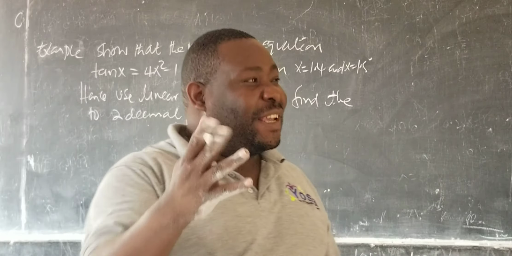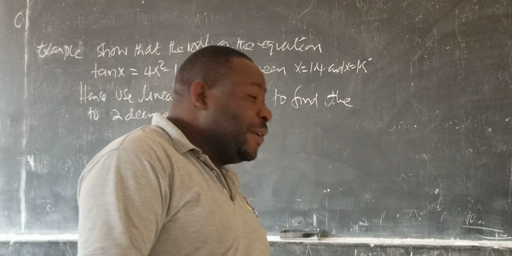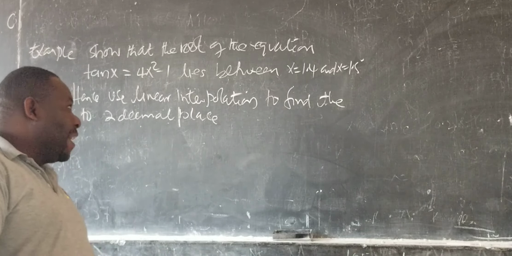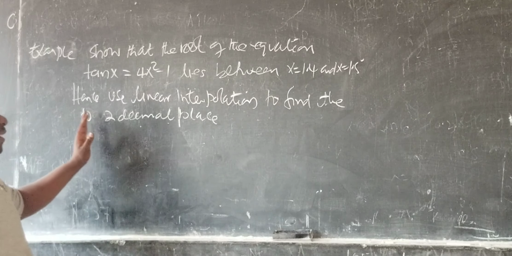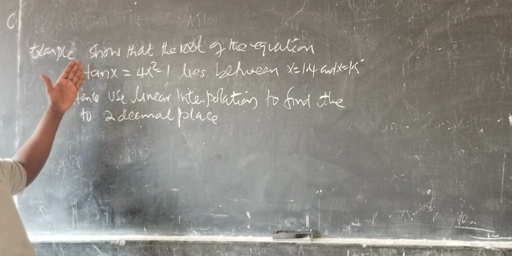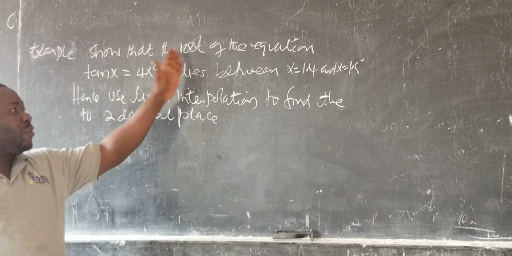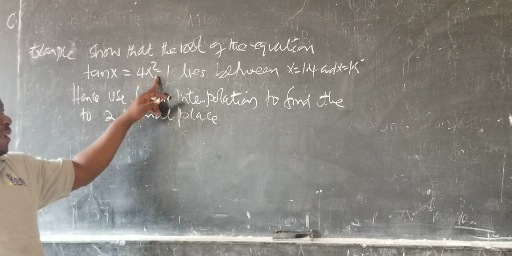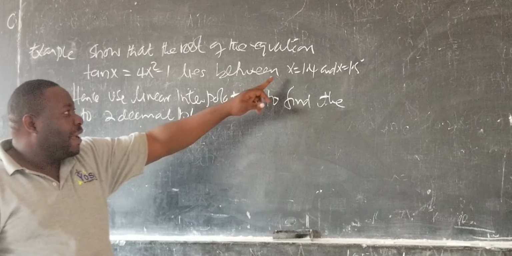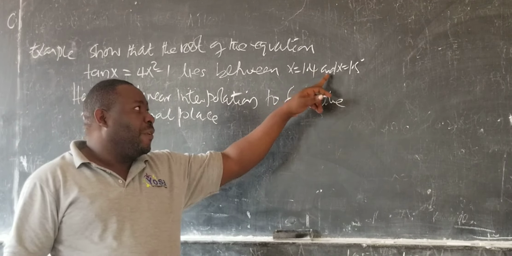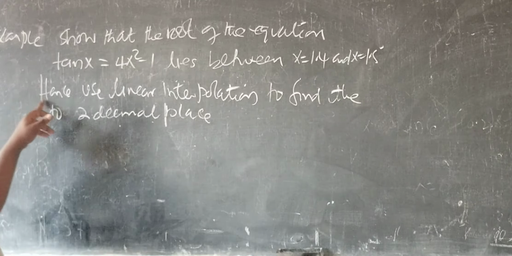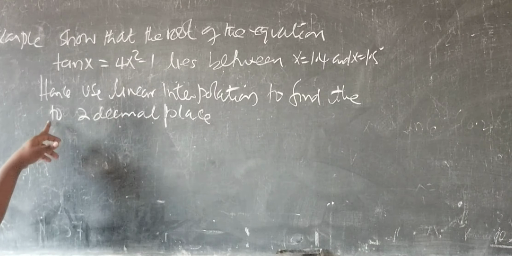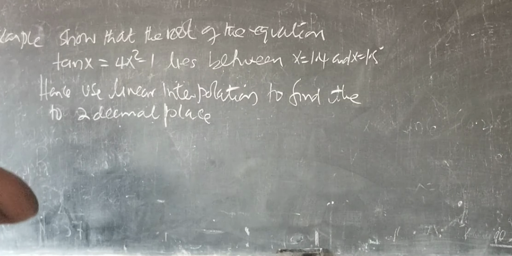We can use another example to see how we can find the roots of the equation using linear interpolation. Here it says: show that the root of the equation tan x equals 4x squared minus 1 lies between x equals 1.4 and x equals 1.5. Hence, use linear interpolation to find the root to two decimal places.